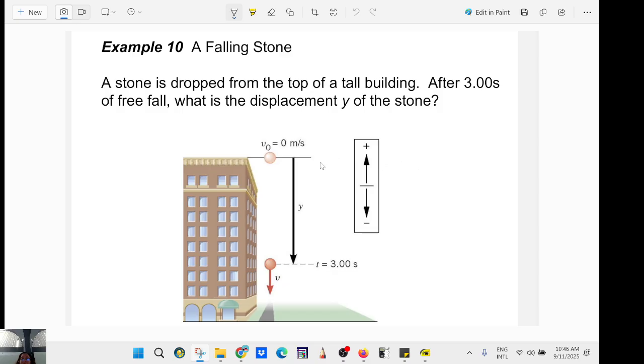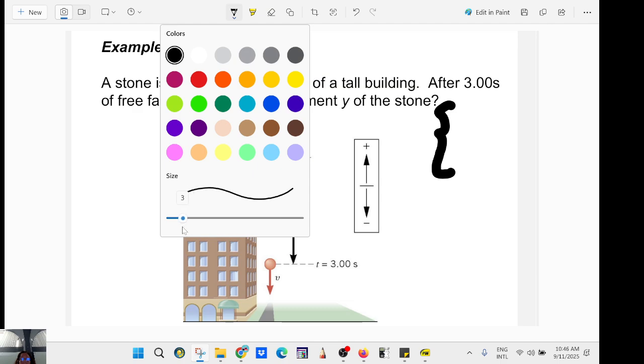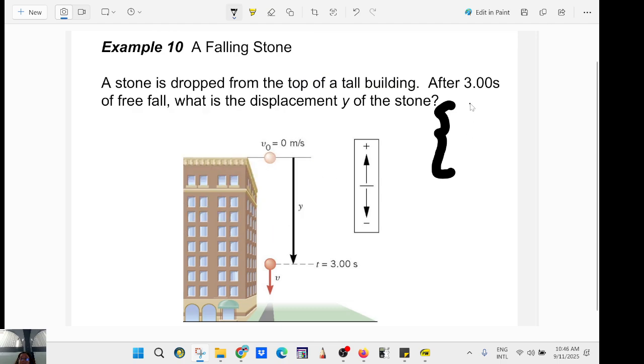We are looking for the height of the building. So remember, we always need three things, right? Three things that we know. So we know initial velocity equals 0, check. Acceleration minus 10, check. Time elapsed is 3. We want to find the displacement, so delta y.